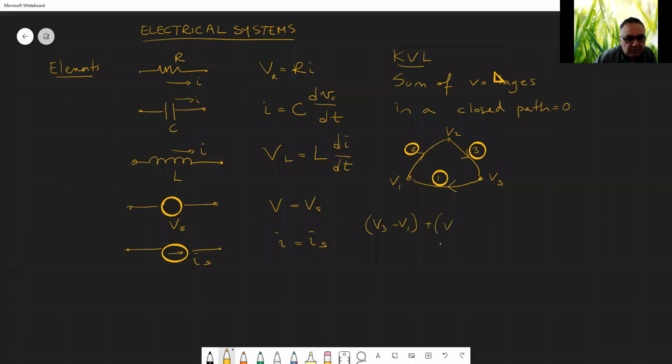Then plus V1 minus V2, which is V2, plus V2 minus V3, adds up to 0. And you see that they cancel each other. You can write this as, if you like, V1 plus V2 plus V3 equals 0. This is what KVL says, actually, nothing too extraordinary, as you see.